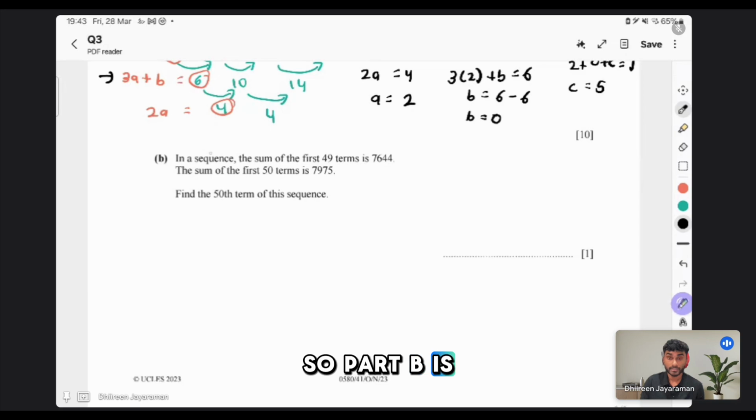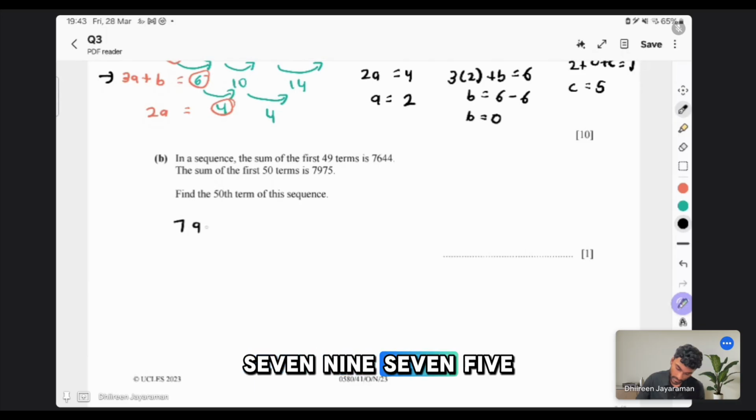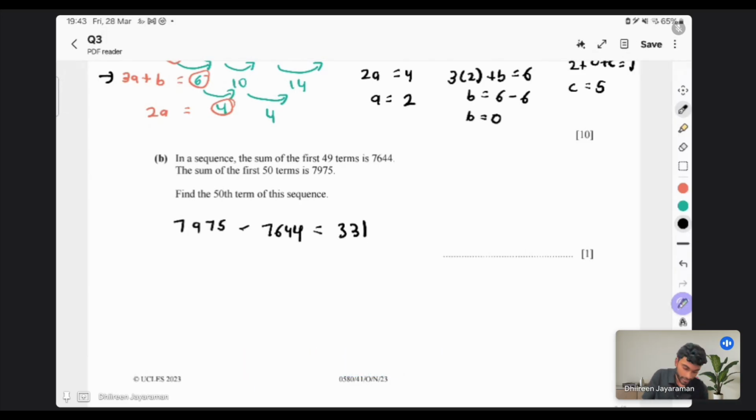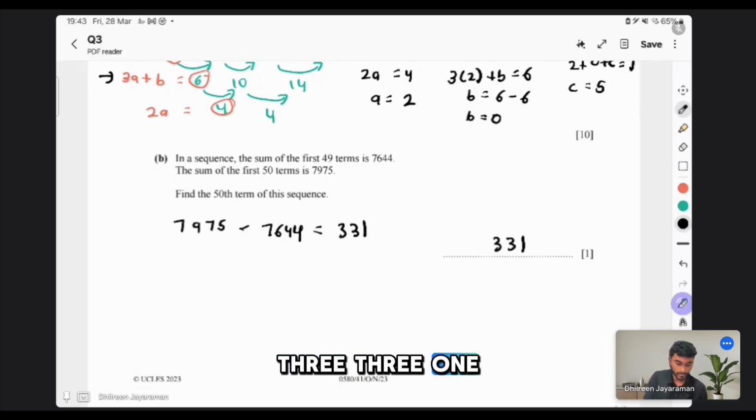Part b is quite straightforward. It's saying that the first 49 terms sum to 7644 and the first 50 terms sum to 7975. To find the 50th term, we just have to take 7975 minus 7644, which is 331. Done.